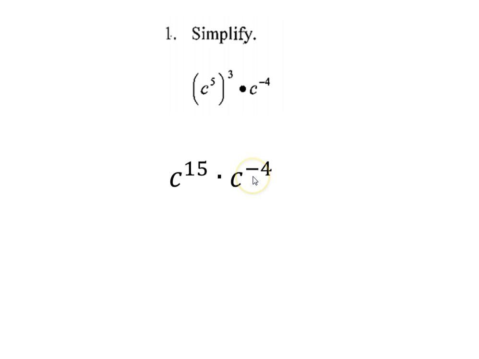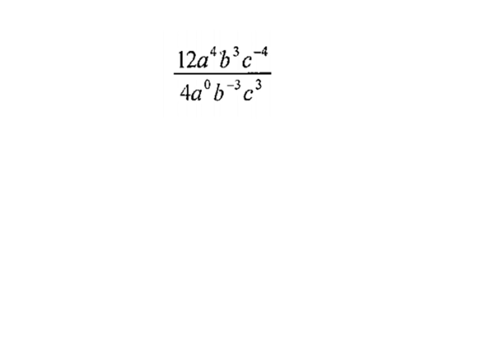That's kind of weird. So we're going to go to the product of powers property, that tells us that when we multiply two things together, and they have the same base, what we do is we add the exponents. So we're going to add these two exponents together, 15 and negative 4, and we get 11. So the simplified version is c to the 11th.